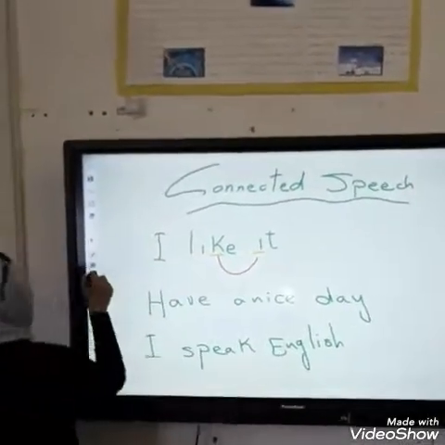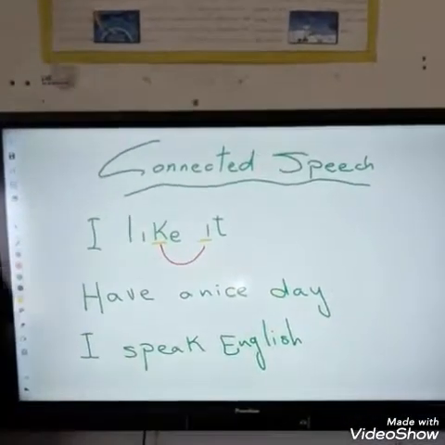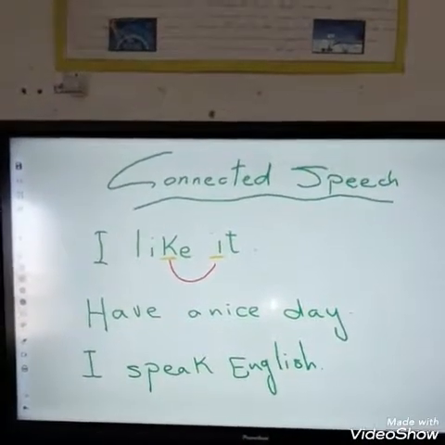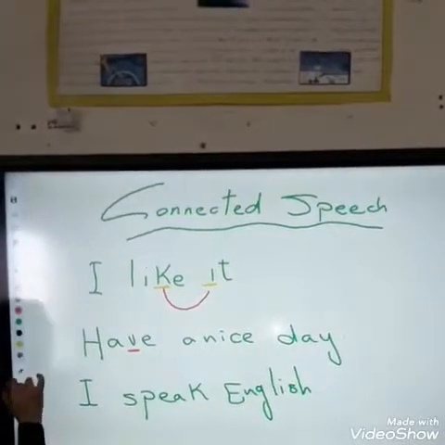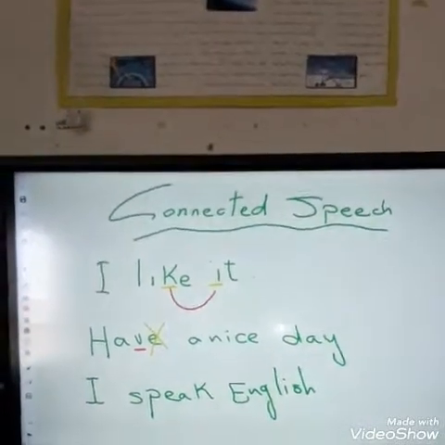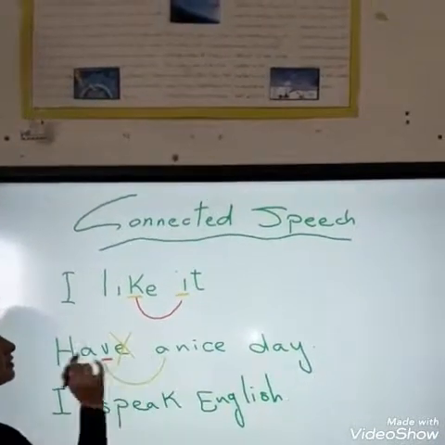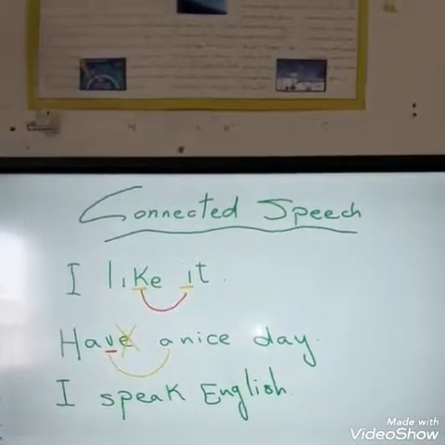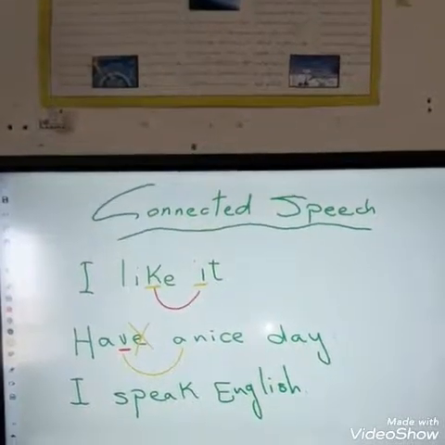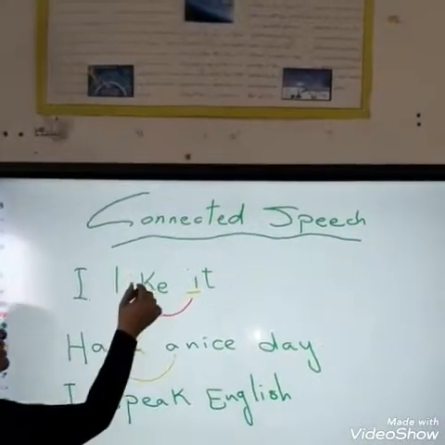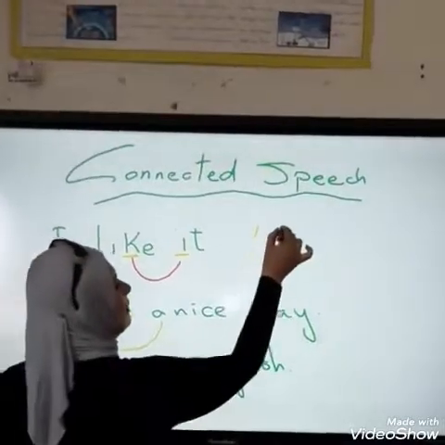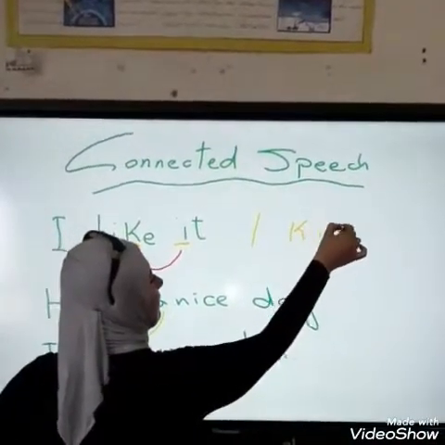So, the last sound in the word have, what is it? The last sound: V. And what about E? Silent. V is linked to A. It will sound like, have a nice day. And in this, K is linked to A, and it will sound like, kicked.